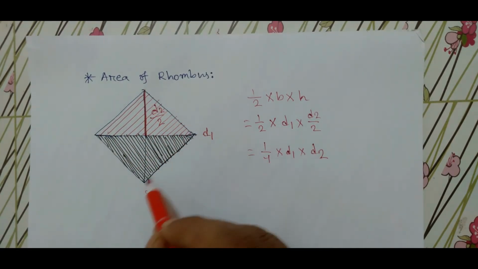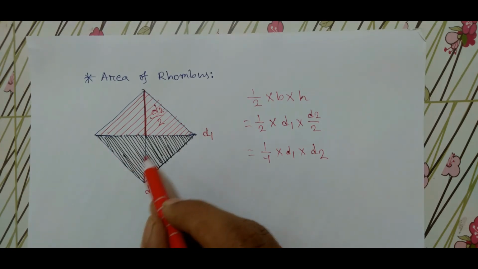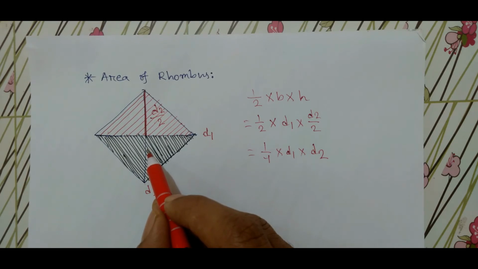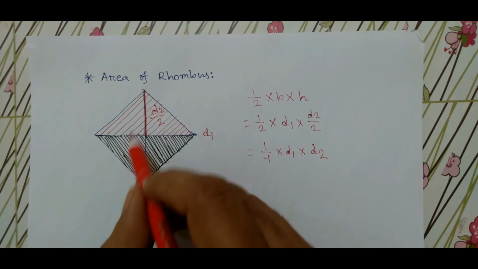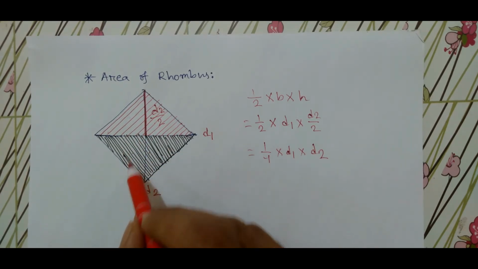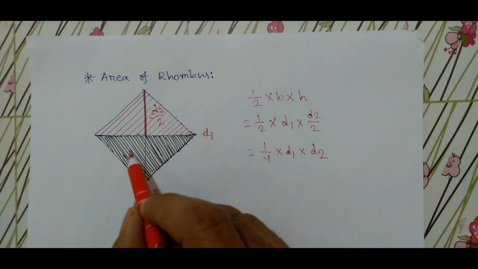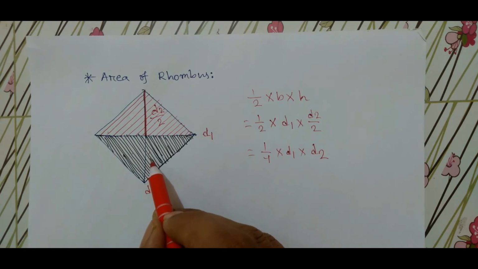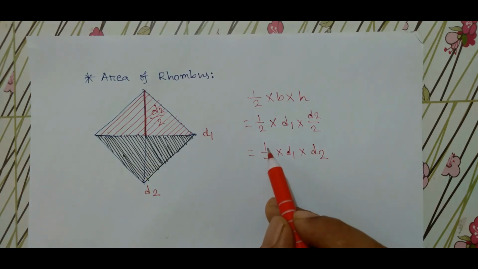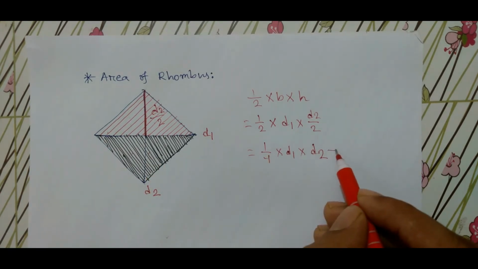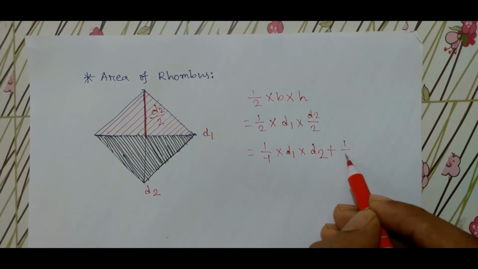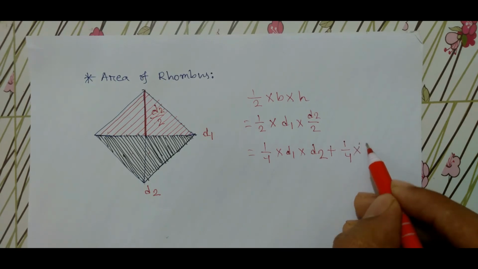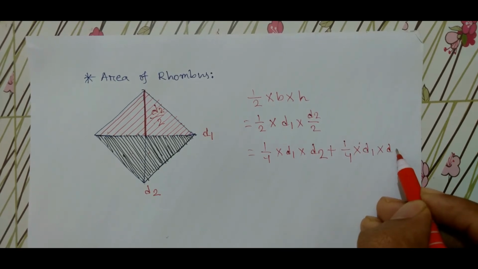So what will be the area of black shaded triangle? Black shaded triangle and red shaded triangle both are the same in size. Since both triangles are the same in size, we can say that their area will also be the same. So the black shaded triangle's area will also be 1 by 4 D1 into D2. So I am adding the black shaded triangle's area, that is 1 by 4 multiplied by D1 multiplied by D2.